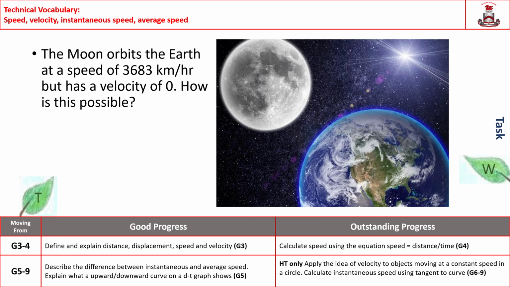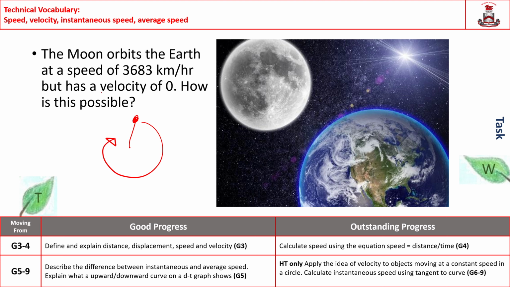This question here is something we need to know. It's quite a difficult one to think about. So it says here, the moon orbits the Earth at a speed of 3,683 kilometers per hour, but has a velocity of 0. How is this possible? Well, have you ever got a ball at the end of a string and just swung it around in a circle? Now, if you stood there for a minute and swung that ball around in a circle without letting go, the ball is still really in the same place. It's just going round and round and round. The ball hasn't really gone anywhere.